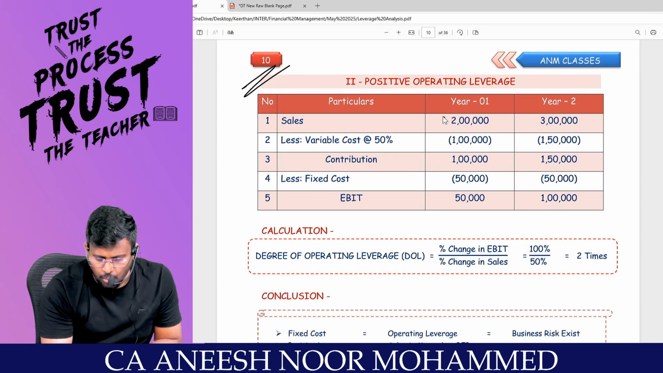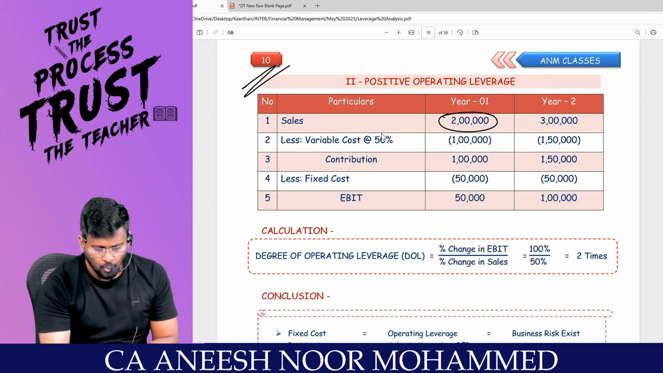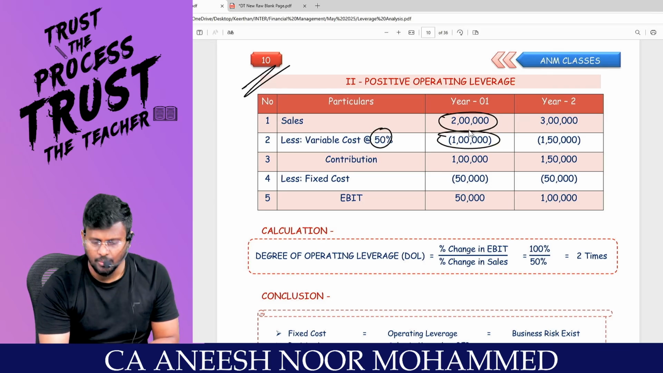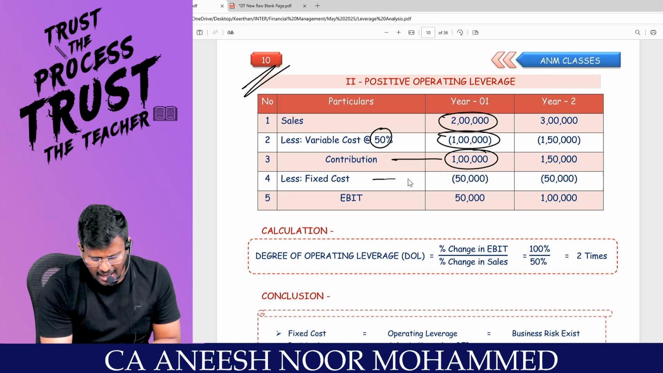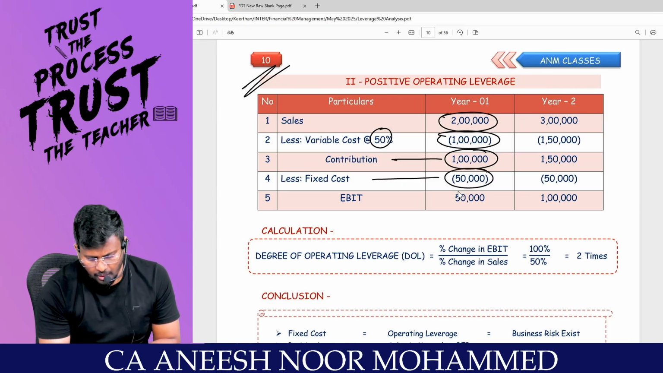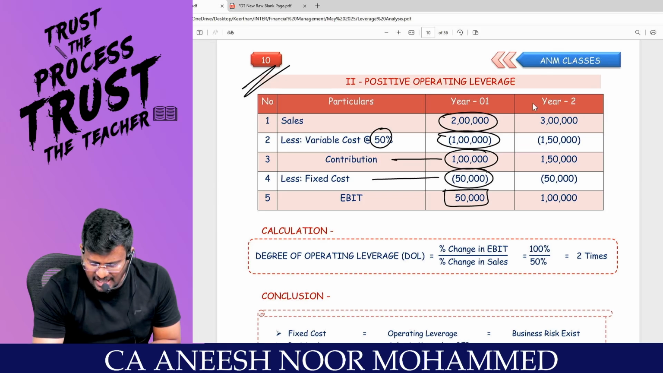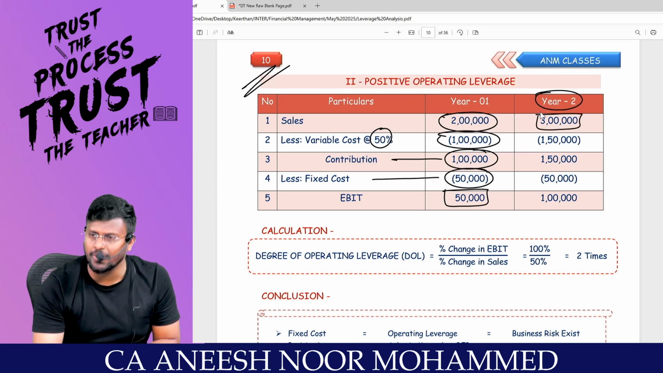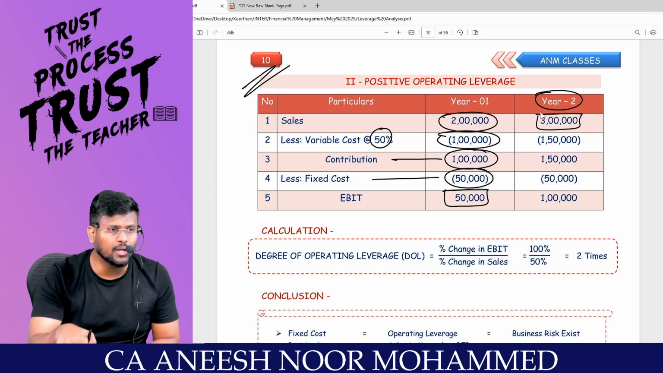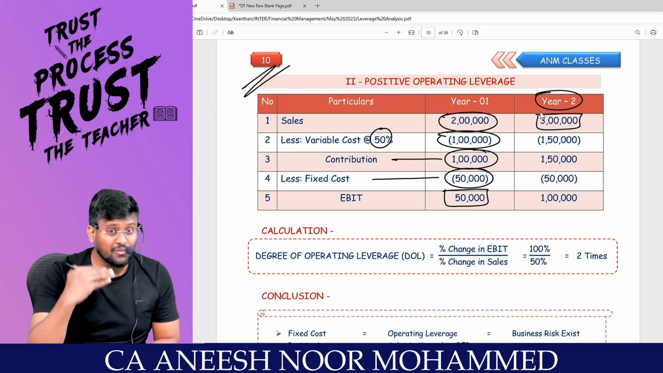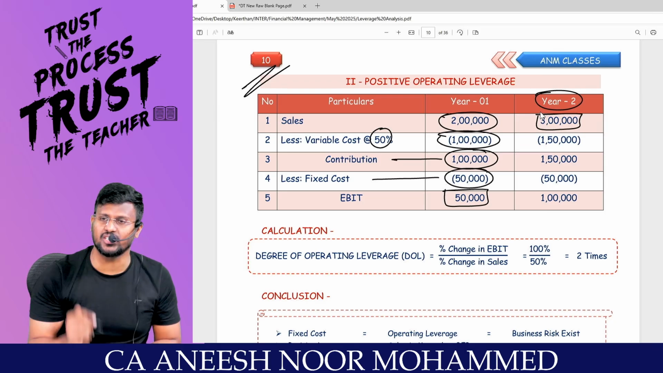So, assume sales as how much lakh? Variable cost at 50% comes to what is the contribution? Assume fixed cost to be something; what is the EBIT? Comfortable? Now the sales in year number 2 has been raised to how much lakh? Positive or negative? Positive. Here the leverage will work favorably for the organization.